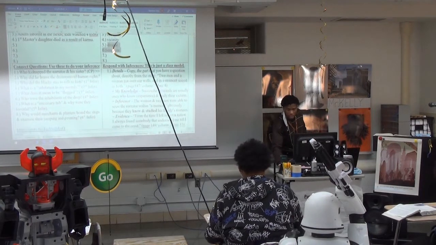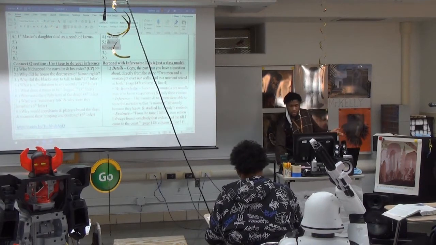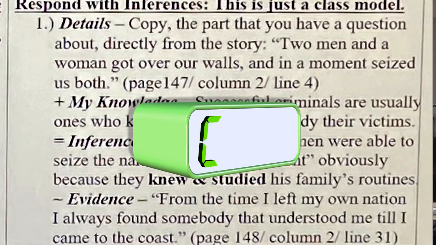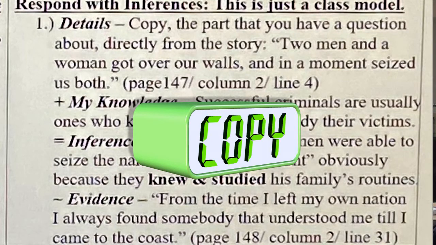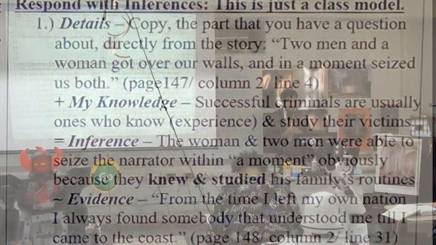So what we would write down as our evidence is the following. Okay, and we would take your evidence straight from the story. There's 2 places that you could find. He mentioned it in 2 different places, but put evidence in the same respond with inferences box if you have room, or go to the back. And I took this from page 148, the 2nd column, line number 31 if you want to count all the way down. But it says, from the time I left my own nation, I was just giving you all time to write it. From the time I left my own nation, page 148 in the 2nd column at the bottom, that last little paragraph we read about the languages.